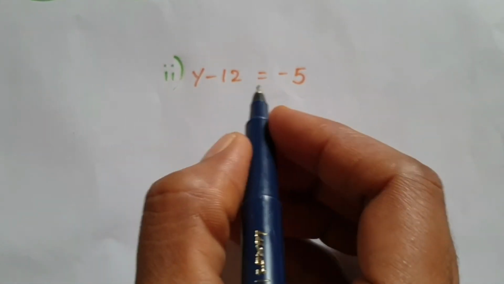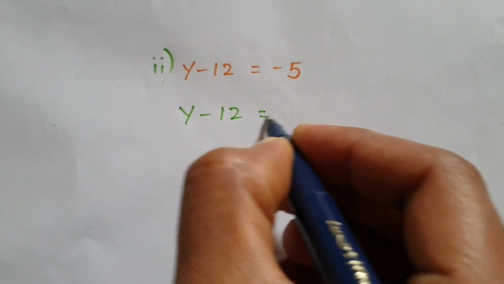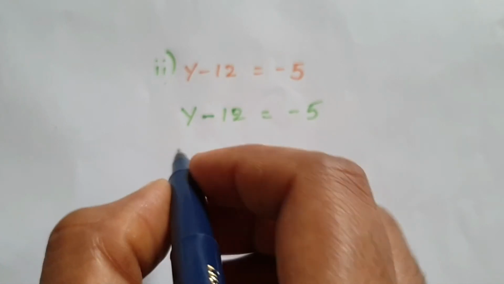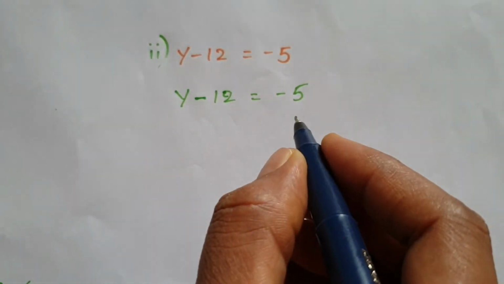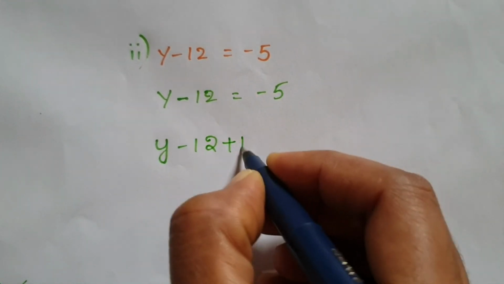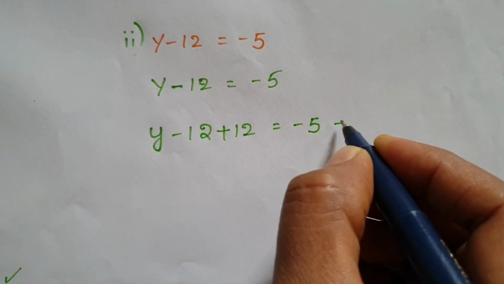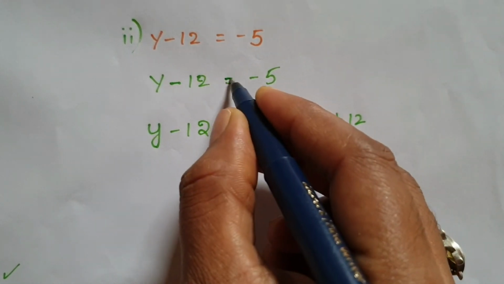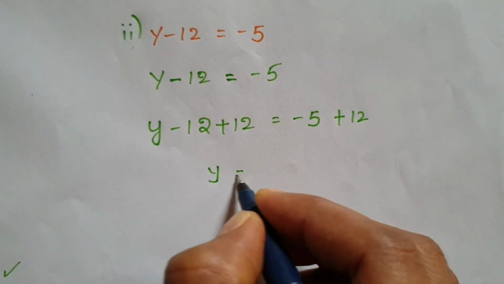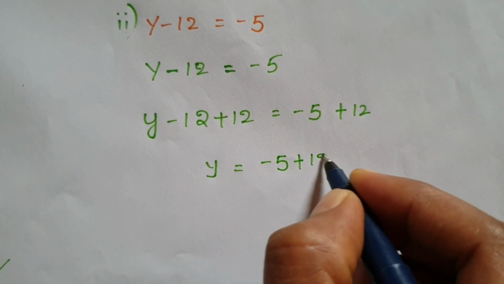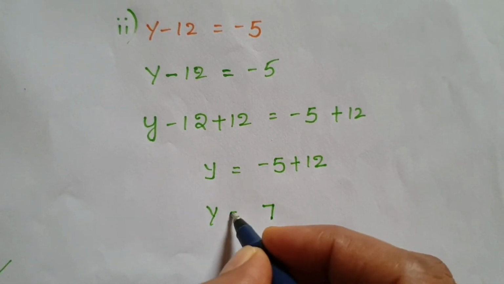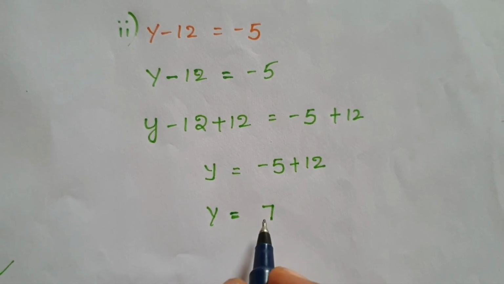Here, without the transposing method: y minus 12 equal to minus 5. Here, how does minus 12 get cancelled? Keep plus 12, means add 12 on both sides, LHS and RHS. Add 12: y minus 12 plus 12 equal to minus 5 plus 12. Both sides add 12. Now plus 12 minus 12 get cancelled. Y equal to minus 5 plus 12. 12 minus 5, we get 7. Y equal to 7. Y equal to 7 is the y value.